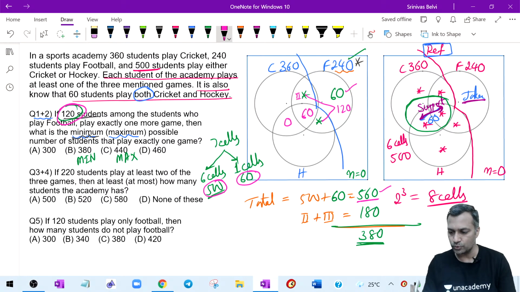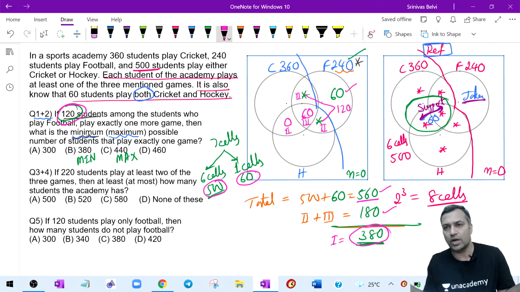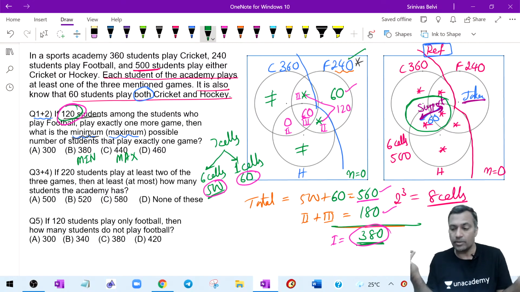What is the value of regions 2 and 3 put together? This is the region of 2. This is a region of 2. This is the region of 2. This is a region of 3. What is the value of regions 2 and 3 put together? 180. Then what about the remaining 380? This is the value of region 1. I don't know the breakup. How much is there in this hashed region? I don't know the breakup, but I know the total is 380, because none of them is 0.